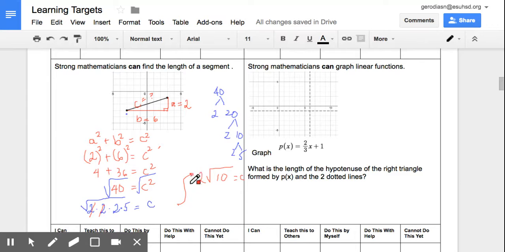We normally will put plus or minus here when we're solving equations like this, where we square root both sides. But because this is a segment, we're finding the length of a segment. The length of a segment is always positive. So we will not put here the negative sign.